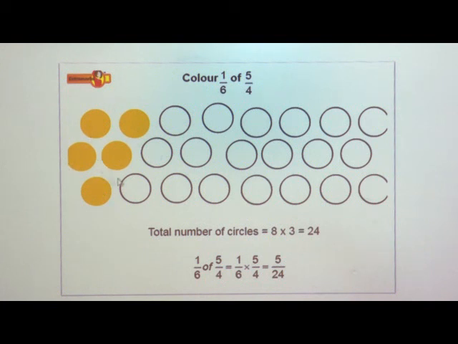This is how we find 1 upon 6 of 5 upon 4, and how to do the activity. You can take your own fractions and find out how we got 24, that we have 6 fours are 24. So we have 24 circles here. This is an activity you can do at home. You can take a rectangle, triangle, whatever shape you want, and you can find the fraction of it.